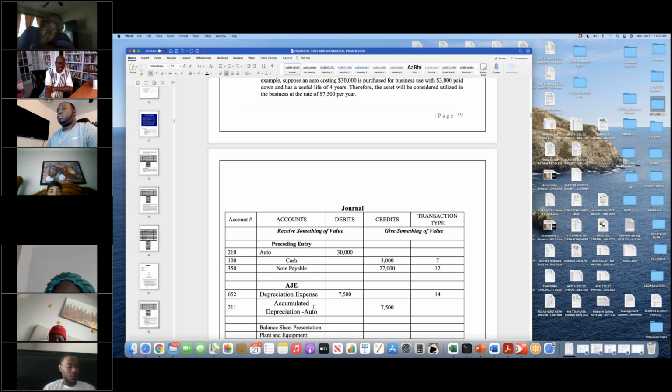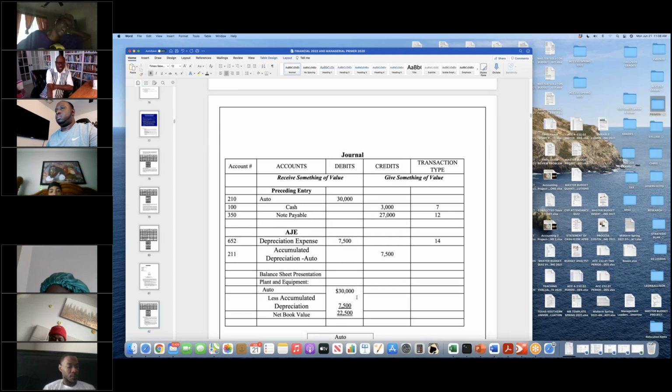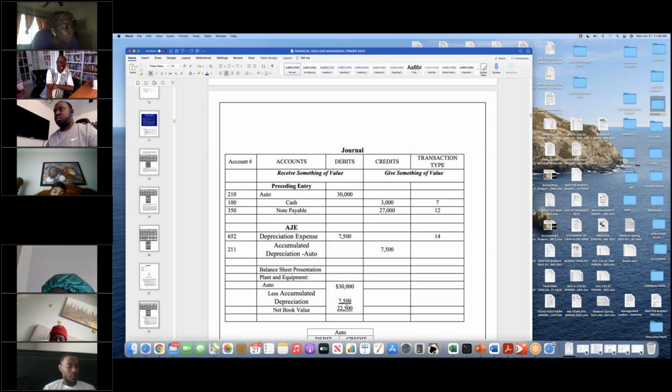So we put it in accumulated depreciation, which is what type of account? It's a contra asset account. And therefore, it's going to have a credit balance. So on the balance sheet, A and B students, we show the equipment less the depreciation, the net book value. So similar to that bad debt, where we subtracted that from the receivables, for the plant and equipment, we're going to always keep the $30,000 cost. And then we're going to subtract the depreciation, so the net book value is $22,500.